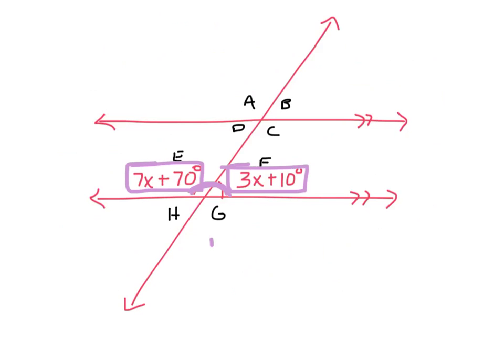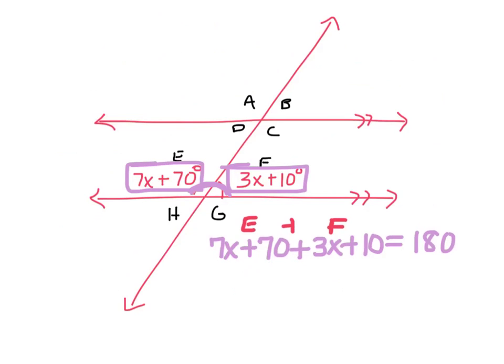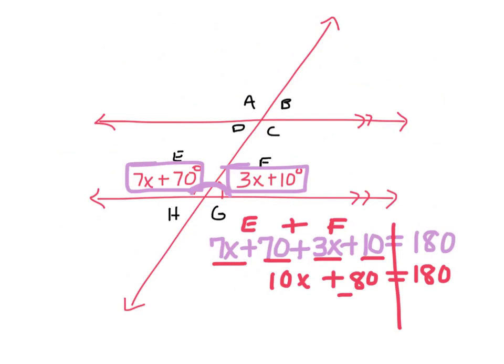So I'm going to write an equation. I have 7x plus 70 plus the 3x plus 10, those are my two angles, equals 180 degrees. Here was angle E, here was angle F. All I did was add them together. They make 180. So now I'm just going to solve my equation. 7x and 3x, that's 10x. 70 and 10, that's 80. Equals 180. I'm going to subtract 80 from both sides. I get 10x equals 100. My last step is to divide by 10 on both sides, and I end up with x equals 10.